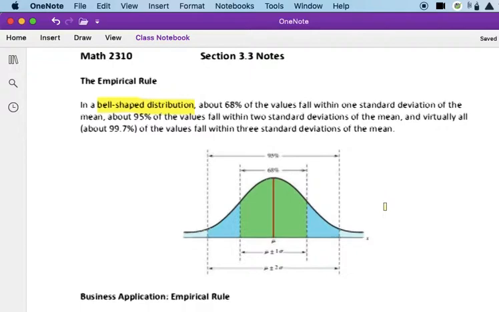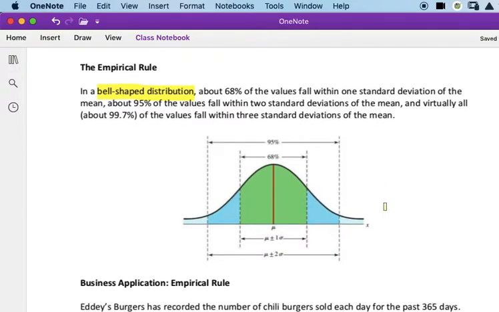But for the empirical rule, what it says is that about 68% of the values in a data set will fall within one standard deviation of the mean. So this dotted line here represents the mean plus the standard deviation. The mean is this red line in the middle. The mean minus the standard deviation gives us this dotted line. And between those two dotted lines, we would expect to have about 68% of the values in the data set.